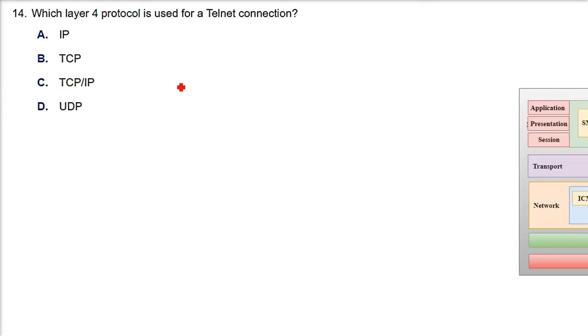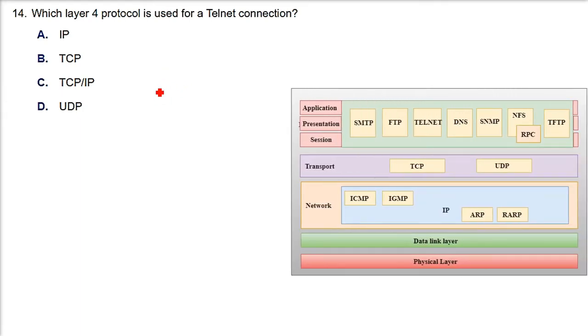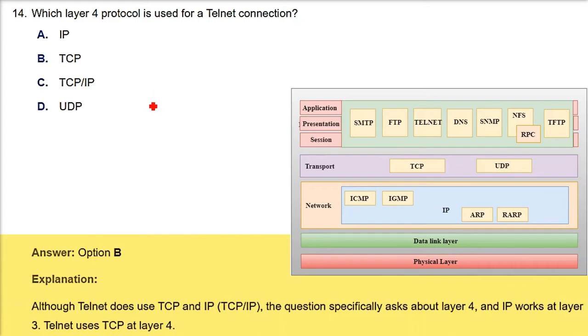Which layer 4 protocol is used for telnet connection? Telnet uses TCP and IP, but the question is specifically asking about layer 4, and IP works at layer 3. So telnet uses TCP at layer 4.